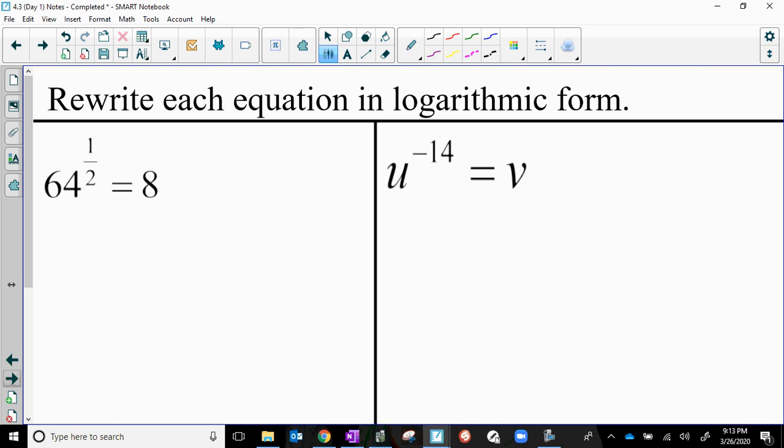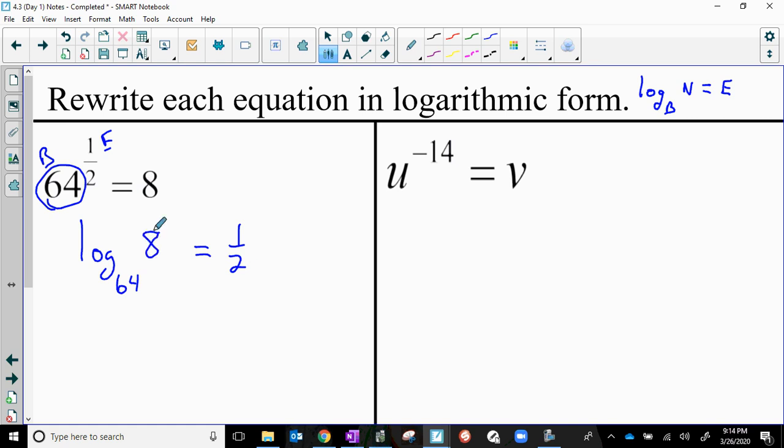So this time we're going to write it in log form. Log is the uncomfortable form. Log base of the number equals the exponent. So we have log, our base is 64. Logs equal the exponents, so our exponent is 1/2, and the number is 8. Remember, 1/2 as an exponent is square root. So the square root of 64 is 8.